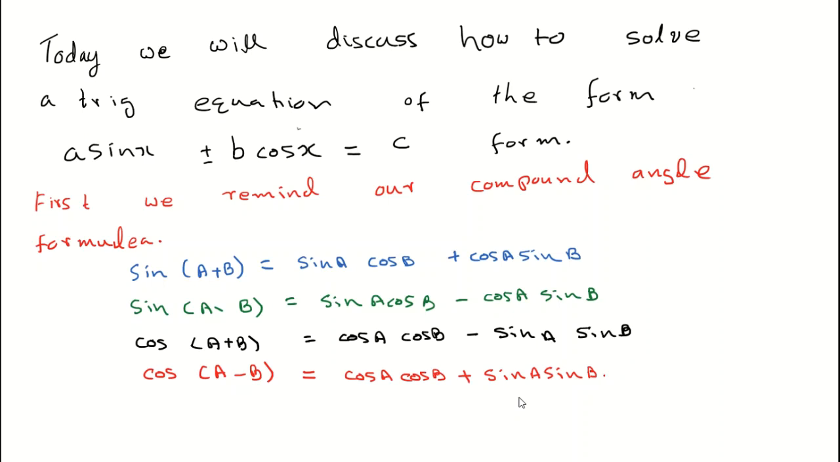We learned sin(a plus b) is equal to sin a cos b plus cos a sin b, and sin(a minus b) is equal to sin a cos b minus cos a sin b. Cos(a plus b) is equal to cos a cos b minus sin a sin b. Cos(a minus b) equals cos a cos b plus sin a sin b. By this time you should have these formulae by heart.